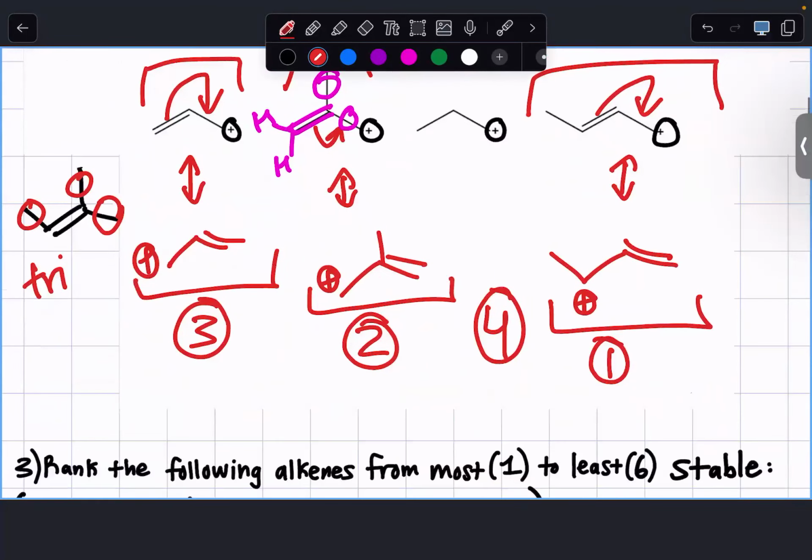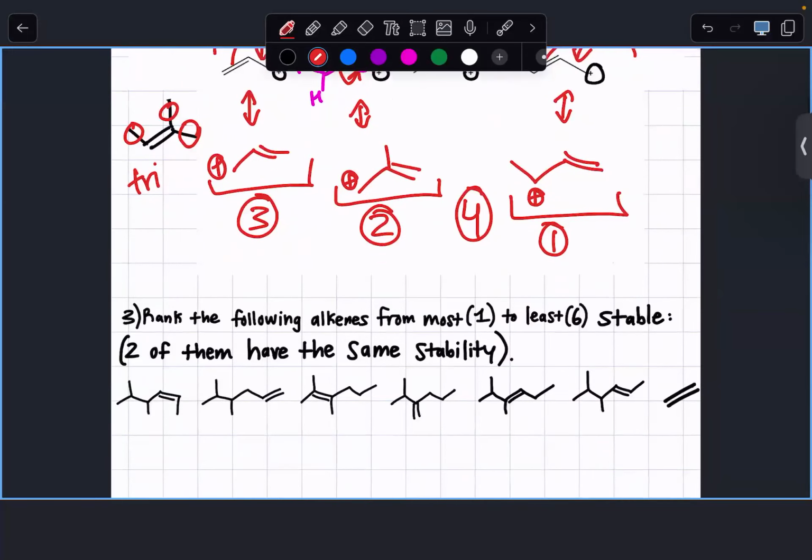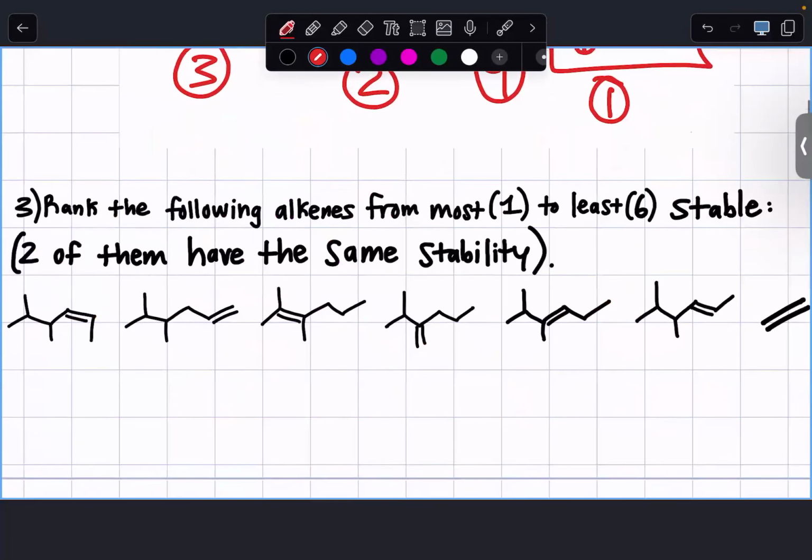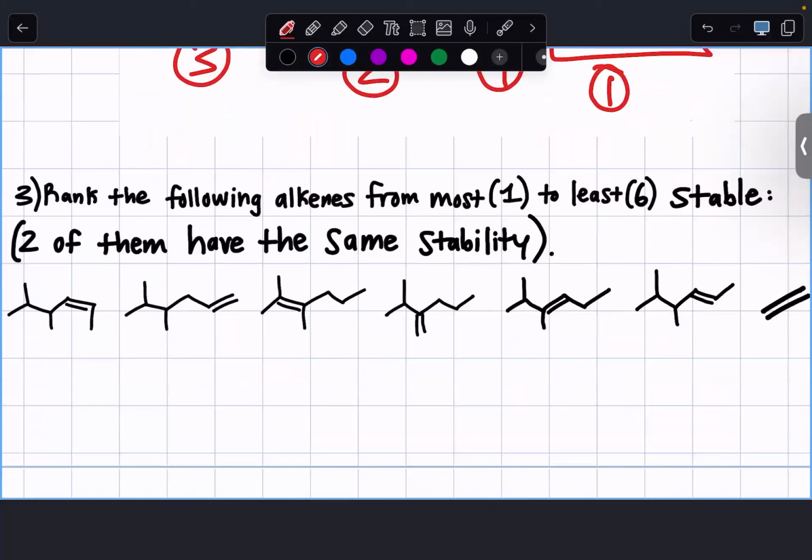Now, more practice on alkene stability. Two of these will have the same stability. For these types of problems, I like to find the extremes and then just figure out the middle in between.